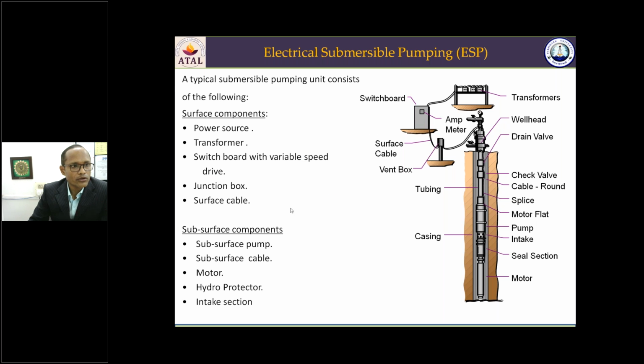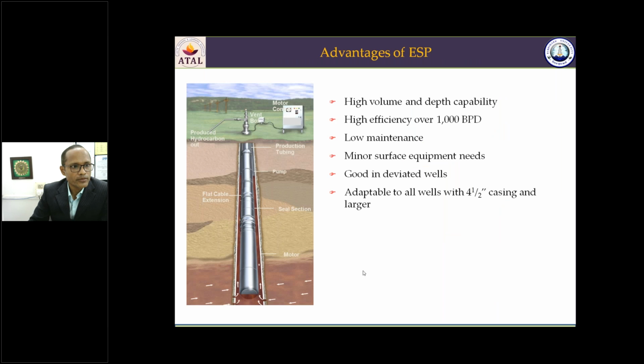So these are the different components of the ESP. The advantage of this ESP, as I told you, is that it's a high volume lift system. It can produce over 1,000 barrels per day. The maintenance cost is low. The surface equipment is also not that major. And it can be used in deviated wells. In case of crooked wells, wells which are not vertical, it gives good results.